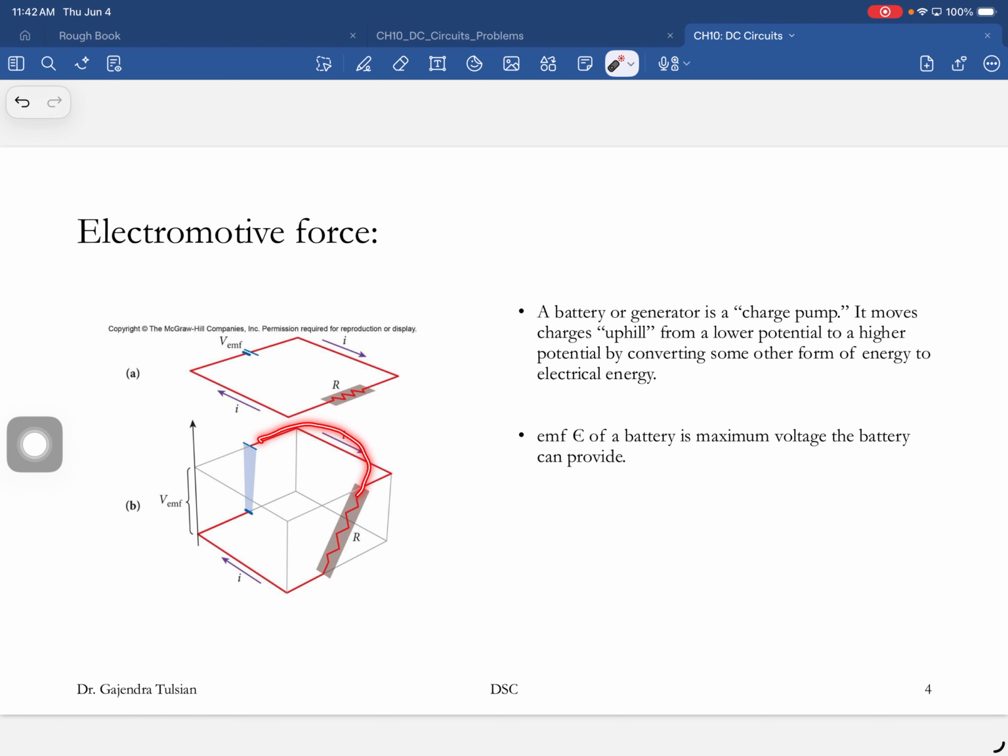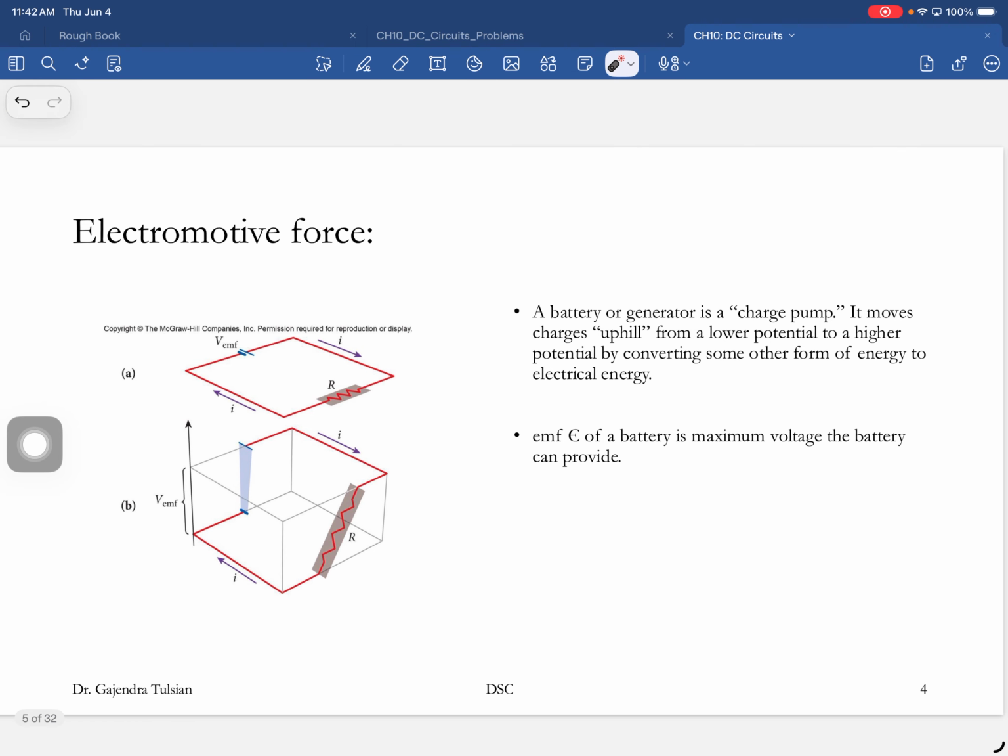And then the charge can keep doing the same stuff over and over again. Till when can it do that? Till the battery runs out of energy. Till the battery runs out of chemical energy. That's it. Okay?